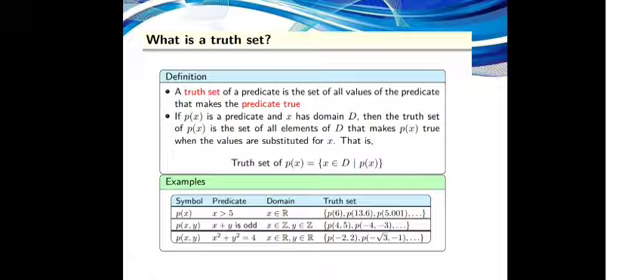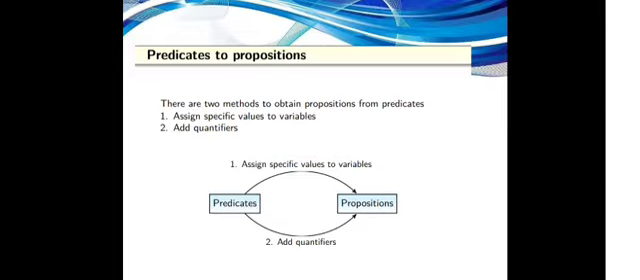We can see the two variable symbol P of x comma y, where x plus y is odd, x belongs to Z and y belongs to Z, where P of 4 comma 5 and P of minus 4 comma minus 3 are values that satisfy that statement. The next one is predicates to propositions. Two methods can obtain propositions from predicates: assigning specific values to variables, and adding quantifiers.